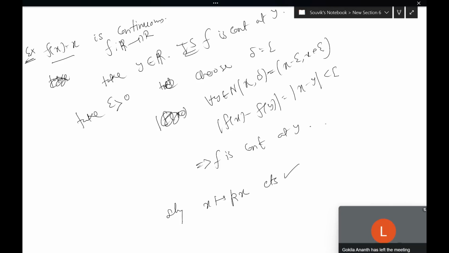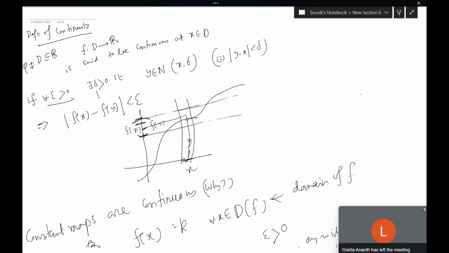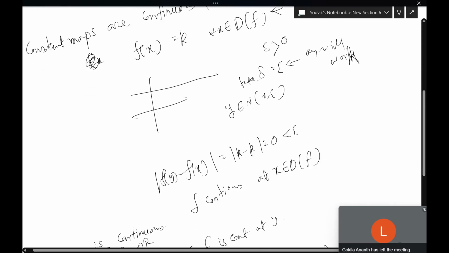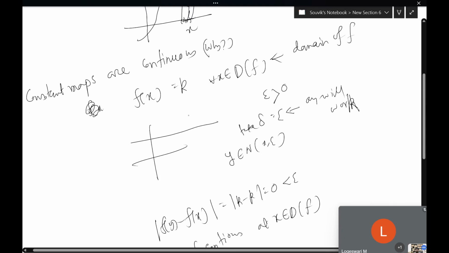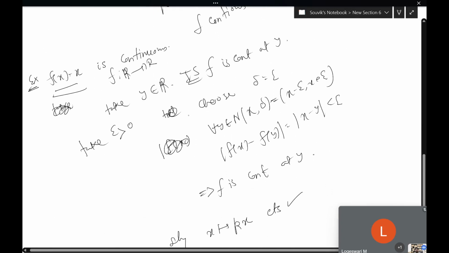So first we have started from the definition of continuity. Then we have shown two things. First we have proved that the constant map is continuous, and secondly we have proved that f(x) equal to x is also a continuous map.